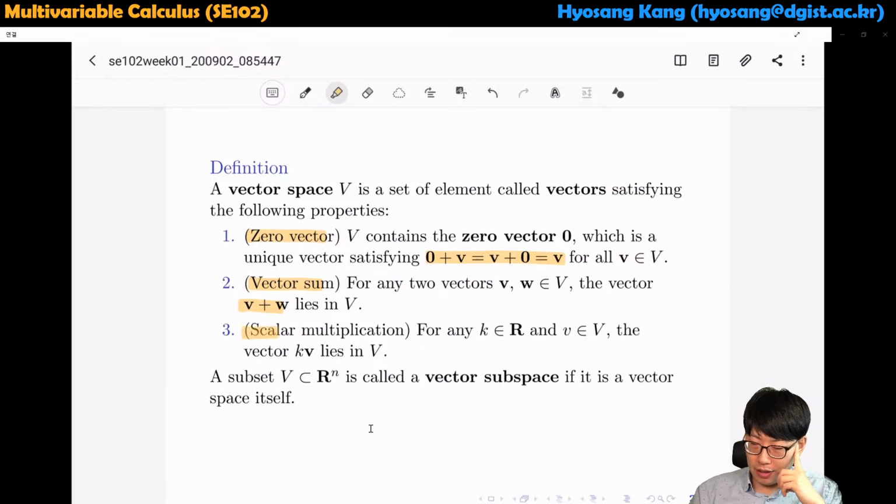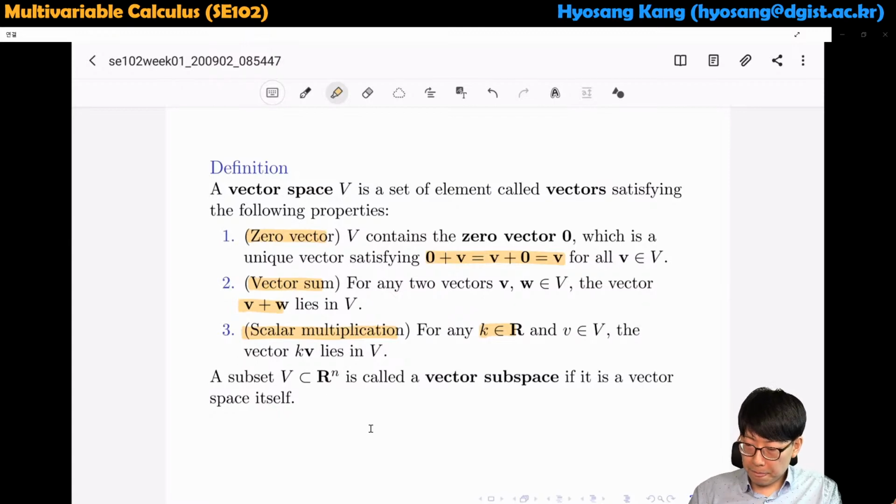And you need a scalar multiplication. If you take any real number, you can multiply your scalar to any vector and you get another element in the vector space. If any set satisfies these 3 properties, then it's called a vector space, and the elements are called vectors. So not only the n-tuples of real numbers, but there are other elements that can be defined as a vector.